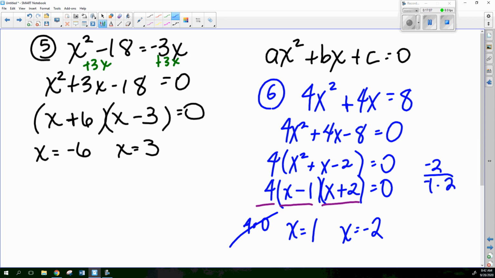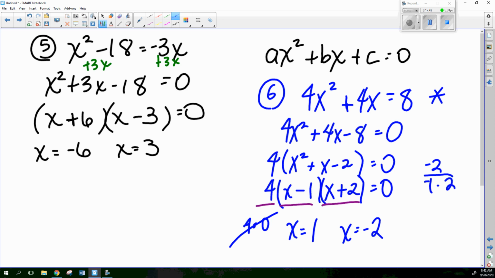Any idea how I might be able to check my solutions? How can I check to see if my solutions are correct? Plug it in. Yeah, plug them in for x, one at a time, into the original. So for number 6, I would want to make sure I get 8 equals 8. For number 5, I would need to plug in -6 on both sides and just make sure they're equal. Okay? Questions on that?